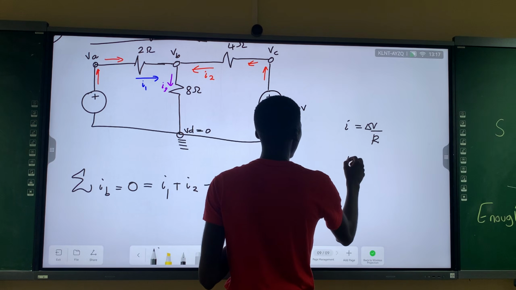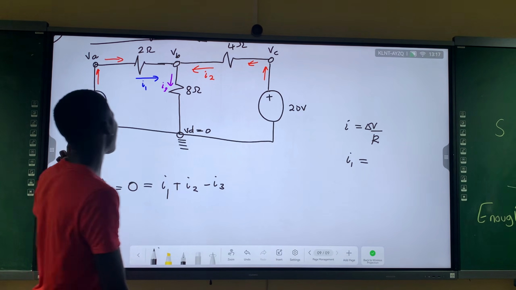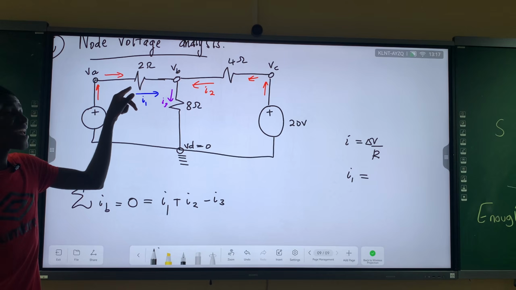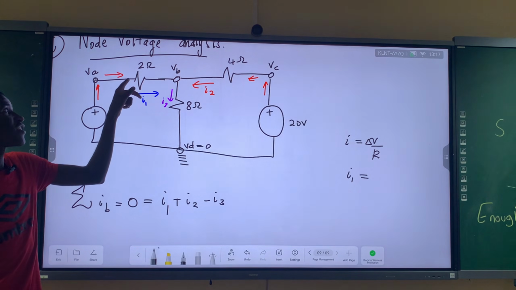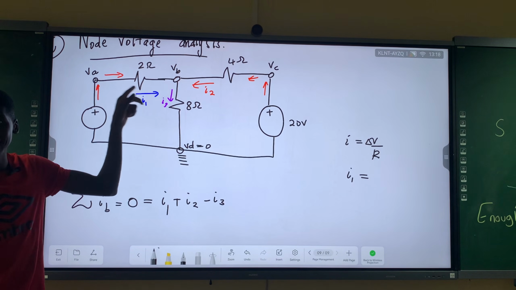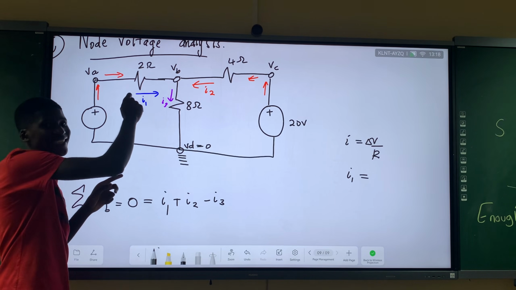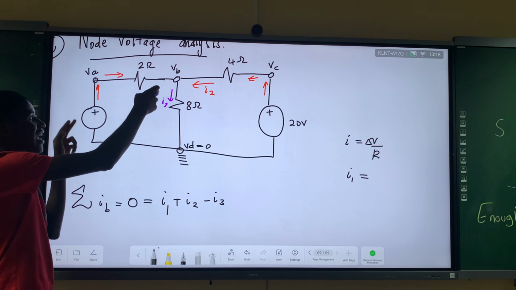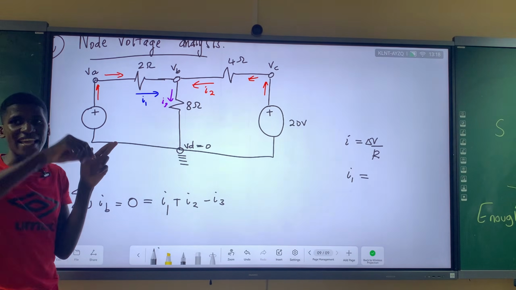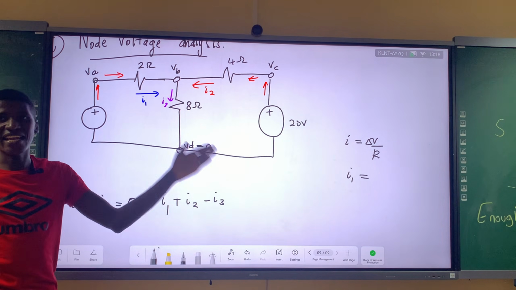So for I1, for example, if we want to write its expression, current I1, we see it is the current passing through the what? The 2 ohms resistor. You will look at this 2 ohms resistor; a resistor has 2 terminals, like one terminal to the left, another one to the right.